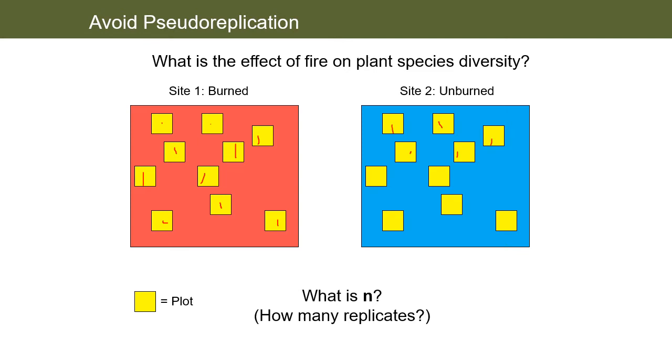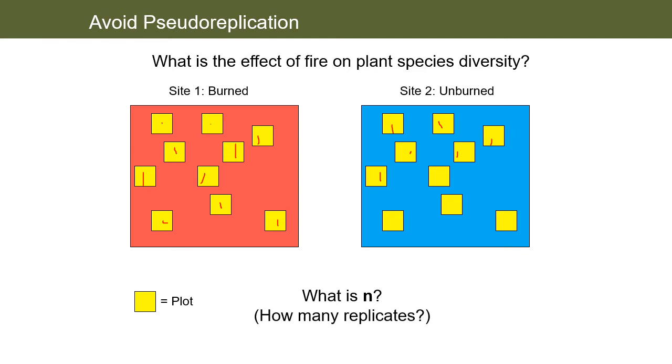So you might think, well, our n is 10, right? Because we have 10 replicates. And so if you calculate your standard errors, your standard error bars would be relatively narrow, depending on what your sample size is, but we'd be wrong.